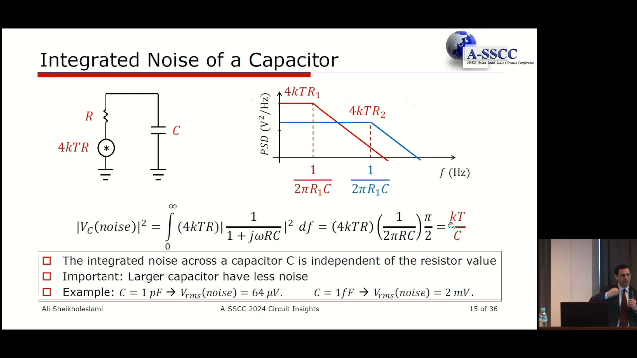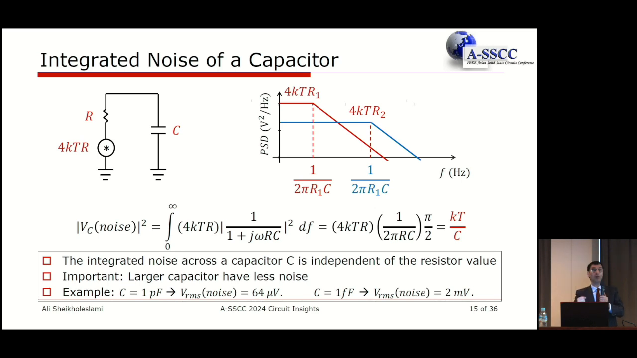To give you a feel for this, I decided to give you the values for a capacitor of 1 picofarad. What is the noise across a 1 picofarad capacitor? If you just go and measure this, that noise will give you an RMS value of 64 microvolts.